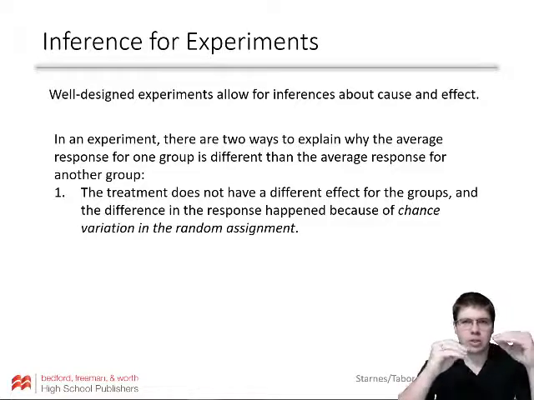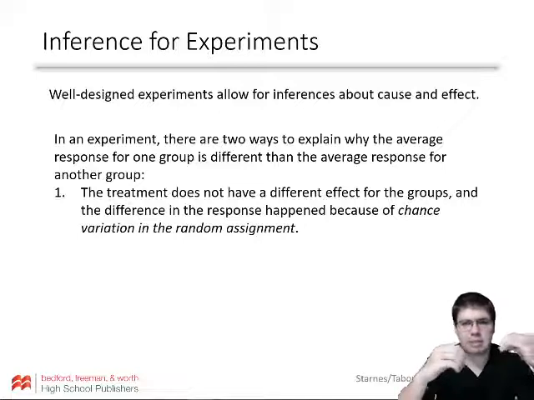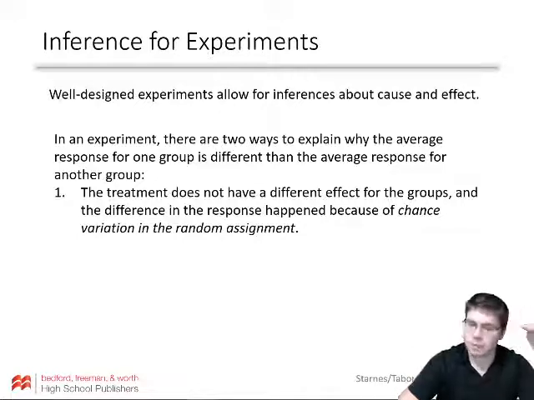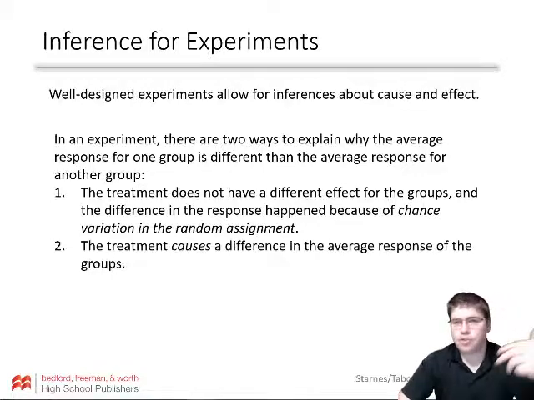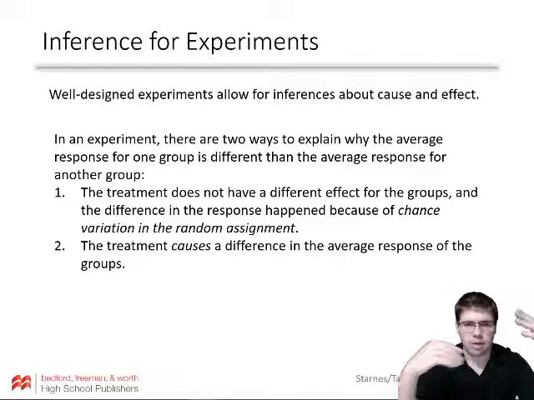So when you get your results and you see a slightly higher value for one and a slightly higher value for the other, that doesn't necessarily mean cause and effect. It could be, but we can't be sure. It could just be randomness. The other possibility is that the treatment actually causes that difference. If you see a difference between the values, maybe the treatment caused it. So how do we decide?